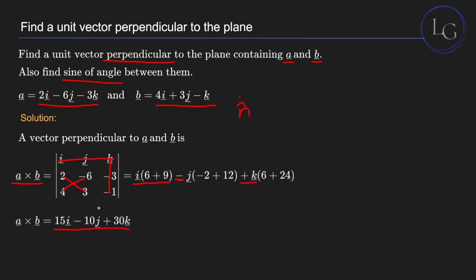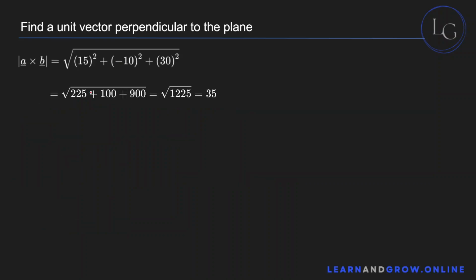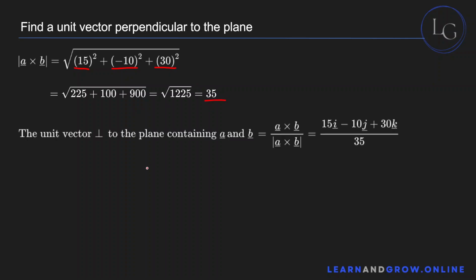Now you need to find the unit vector of this vector, right? So to find that, you first need to find the magnitude of a cross b. Well, you do that simply by taking the squares of all the terms and adding them up, and then taking the square root of the resultant value, and that gives you 35 in this case, right? So now the unit vector perpendicular to the plane containing a and b is a cross b over the magnitude of a cross b, right? And that gives you this.